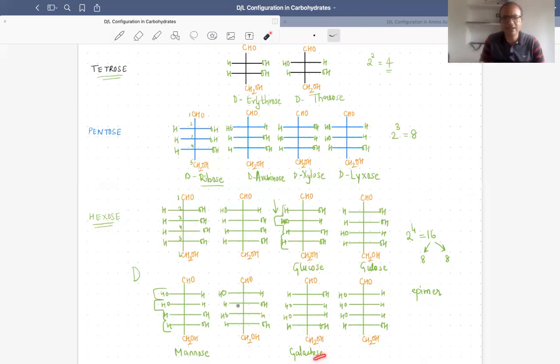So these are the most common ones that you should remember. Rest of them I can give you the names of. When all is on the right side, it is called allose.